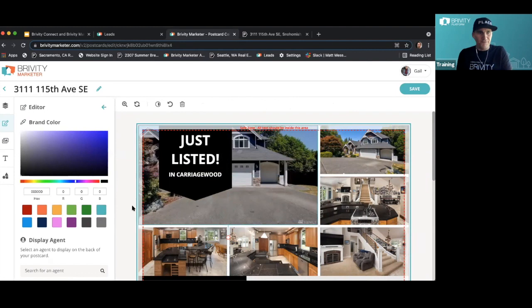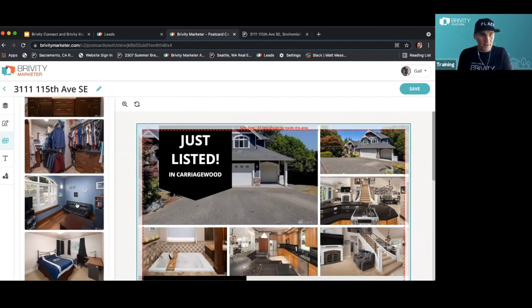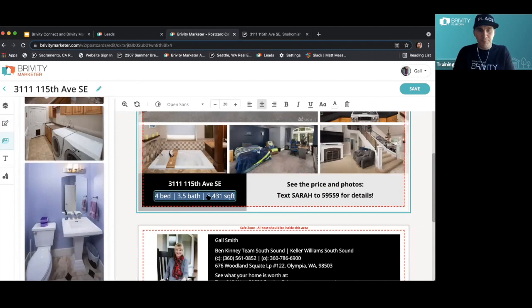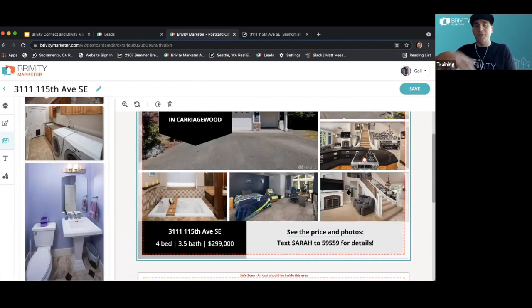I've got all the MLS photos in here. So if I wanted a good picture of this bathroom, I could swap the bathroom photo out. Let's get a good picture of the Seahawks bedroom here. Love that. Whatever I want to do in there, I can say, let's take the square footage off and put the price in here instead. I want to say this is listed at $299, or whatever it was listed at. I can easily change that. I have full control. It's like a full editor here. I could delete these photos out and put something else in there.